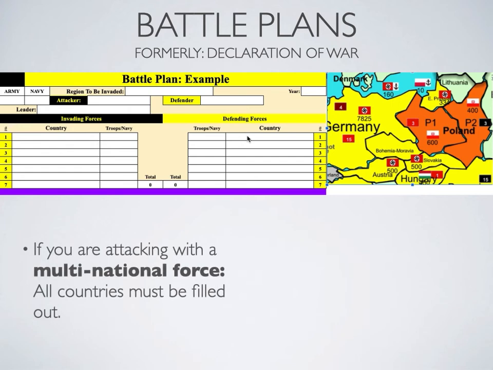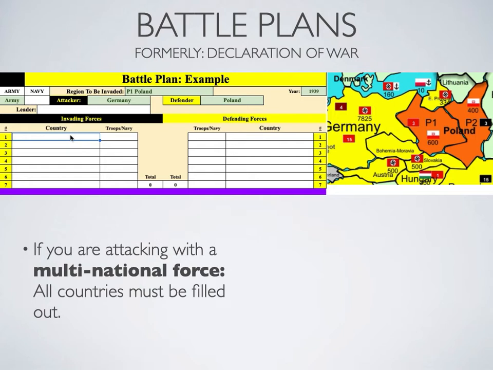All right, now we're going to do an example battle plan. First thing we're going to do, this is going to be a land battle, so we're going to put in Army. We're also going to put in the region to be invaded is going to be P1 of Poland. The attacker is going to be Germany, and the defender will be Poland. This comes in the year 1939.